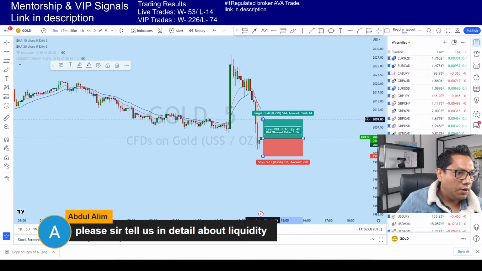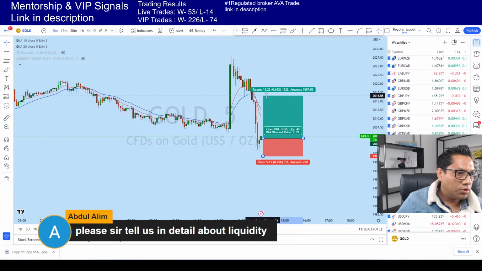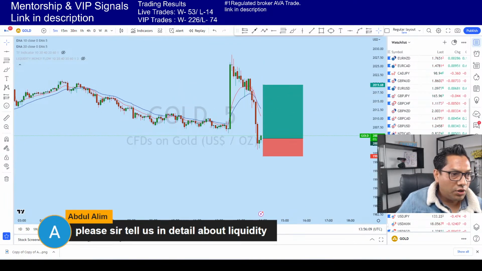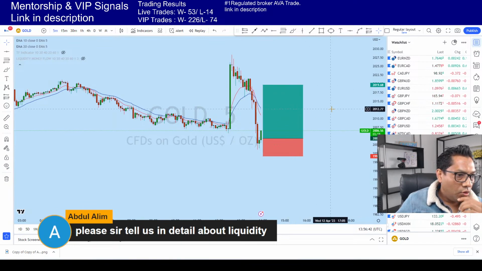TP target will be here, 3 to 1. Okay, as I mentioned, everything here is only for educational purpose. So stop loss at 1999.25. Okay, so we have gone gold long.